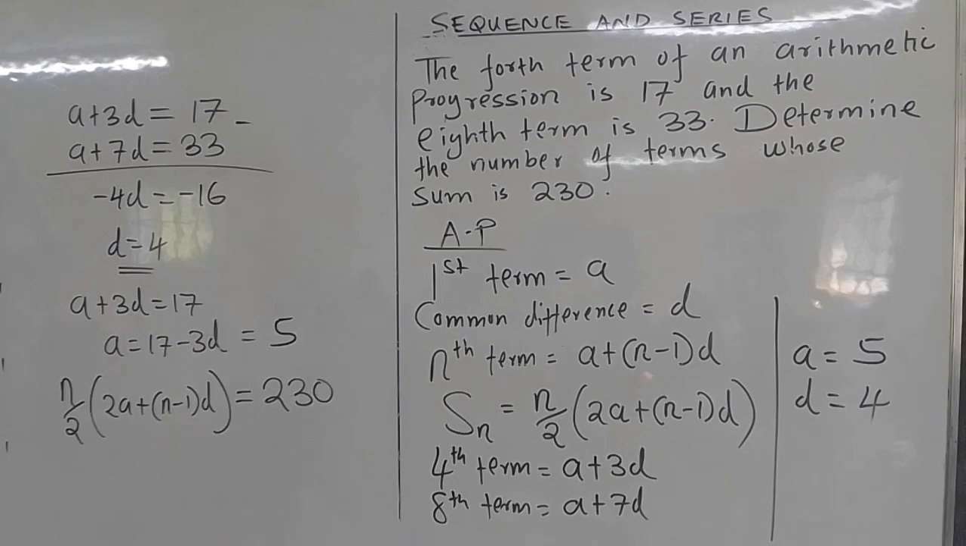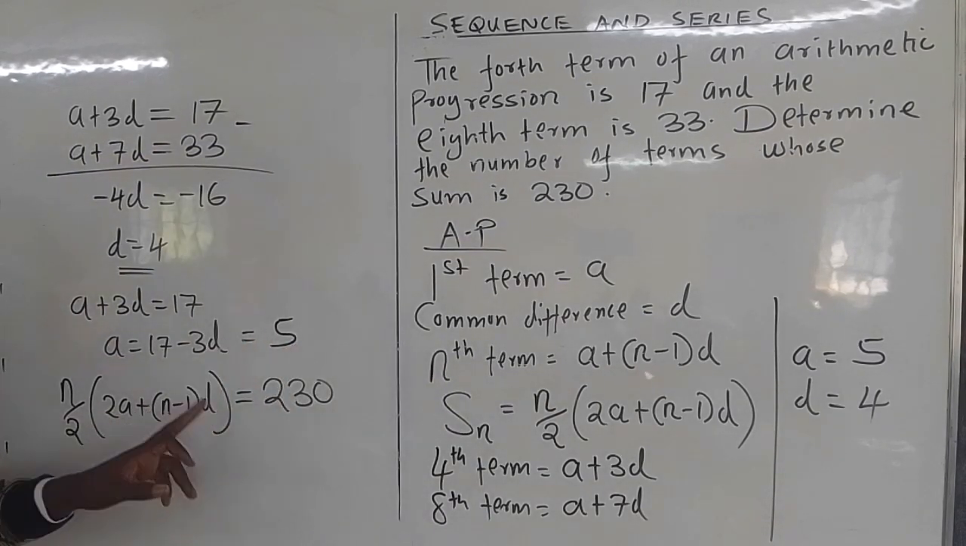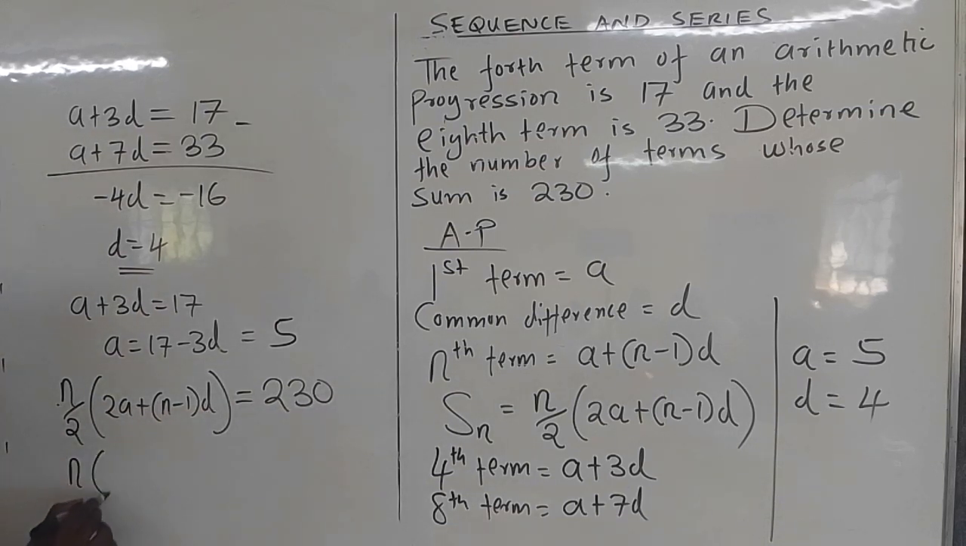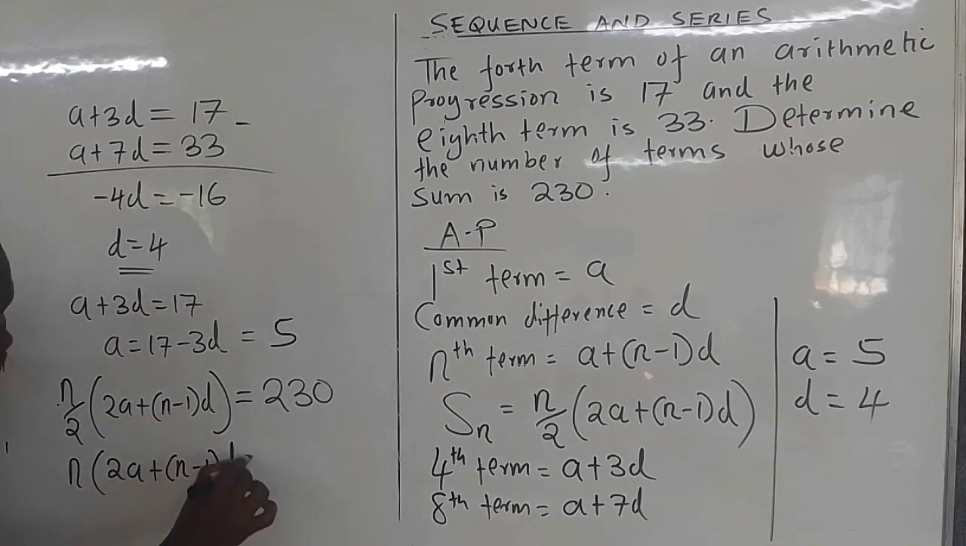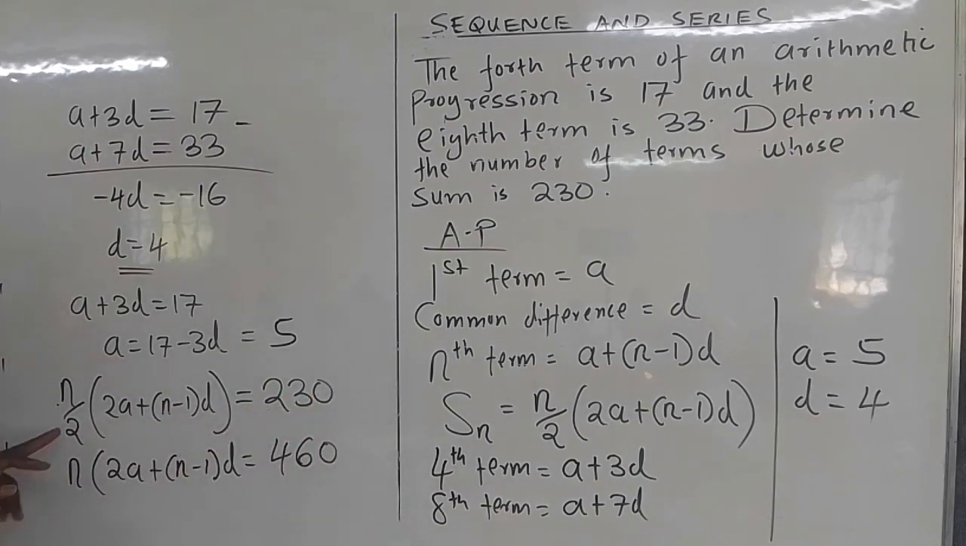So if you substitute, where there is A, you put the value of A. Where there is D, you put the value of D, isn't it? So can you do that substitution? First of all, we can simplify by multiplying both sides by 2 to get rid of this 2, isn't it? So we'll have n into 2a plus n minus 1 into d equals 460. We multiply both sides by 2 to get rid of that denominator, isn't it?